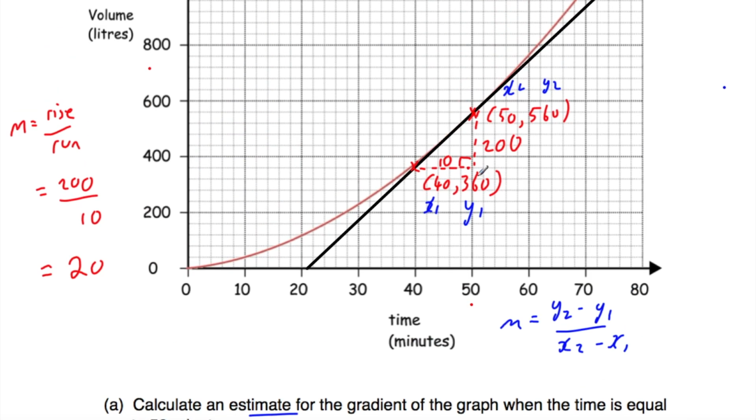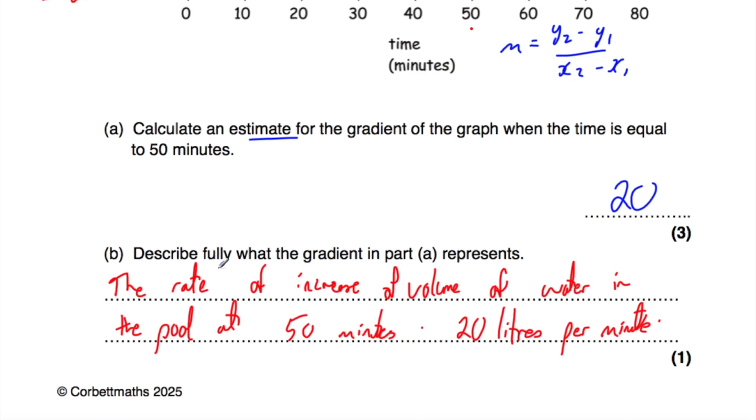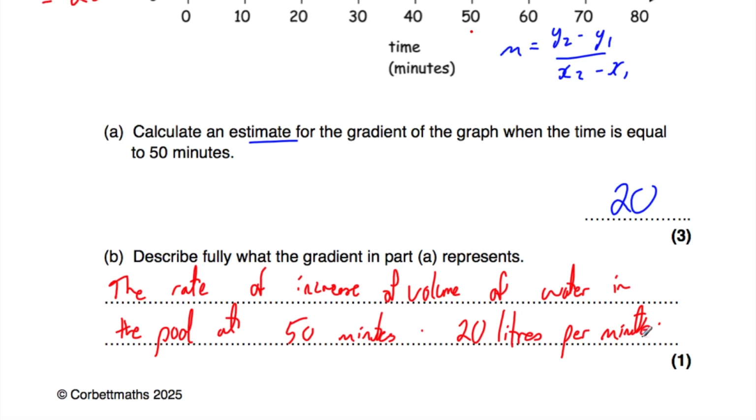So whenever time's equal to 50, at this particular moment here, the rate of increase of the volume is 20 litres per minute. That's what it represents: 20 litres per minute is the rate of change of the volume. So let's explain that. I've just explained that it's the rate of increase of volume of water in the pool at 50 minutes. It's the rate of increase, and it's 20 litres per minute. So at 50 minutes, the rate of increase of the volume is 20 litres each minute.